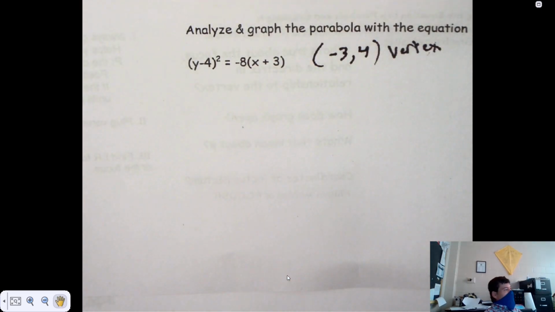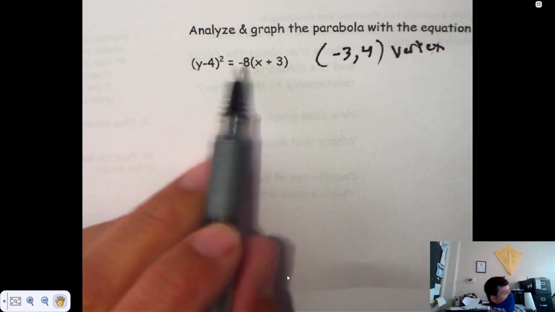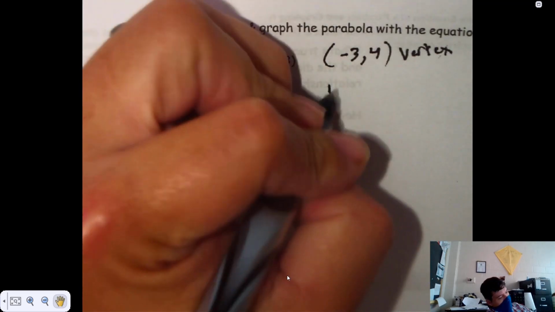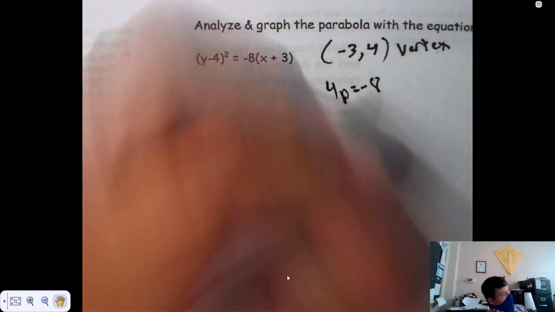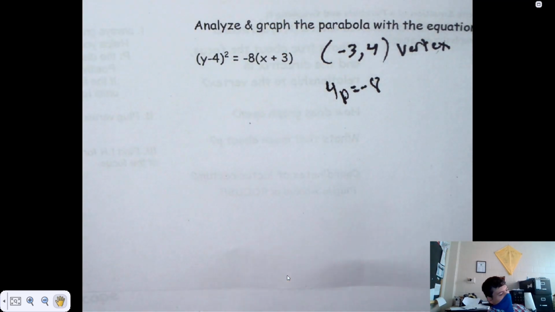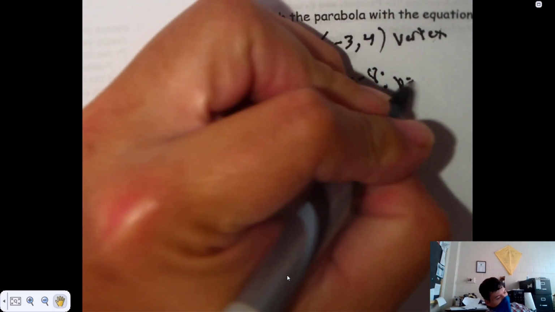Daniel, can you give me P? No. Oh yeah, I was going to say it. How'd you do that? There's a 4 in front of it. Yeah, there's a 4 in front of this thing. You're supposed to think 4P equals negative 8. So there's your P equals negative 2.